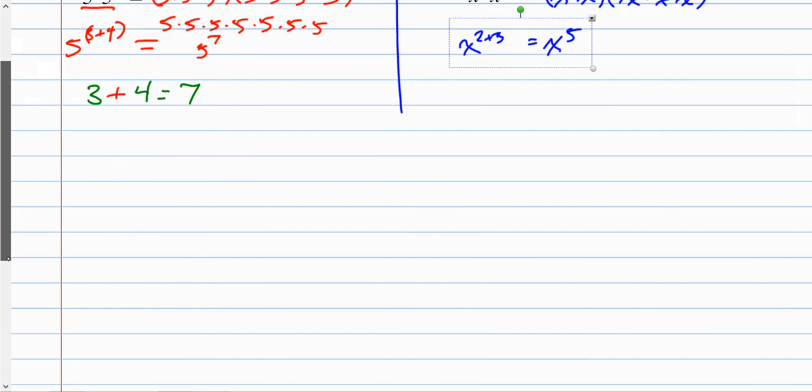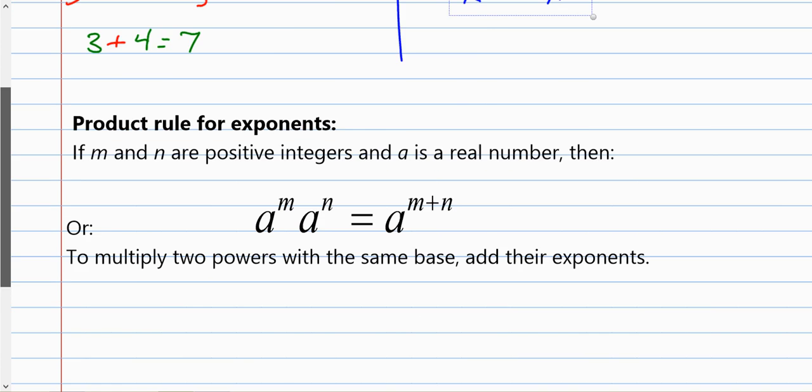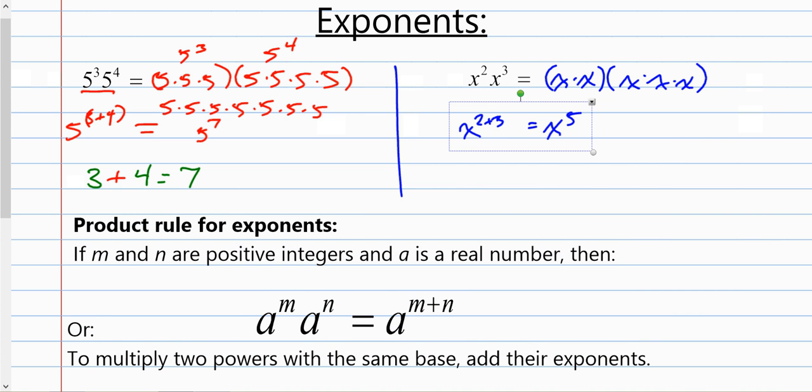So your book has a way of writing this. It calls it the product rule for exponents. I'm just going to drag this up here so it's with everything else. If m and n are positive integers, meaning whole numbers, and a is a real number, then if I multiply a to the m times a to the n, I wind up adding the exponents. The shorthand way to think about this is to multiply two powers with the same base, add their exponents. Multiplication turns into addition. So let's practice this.